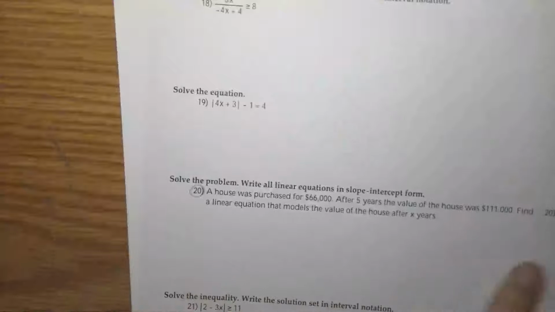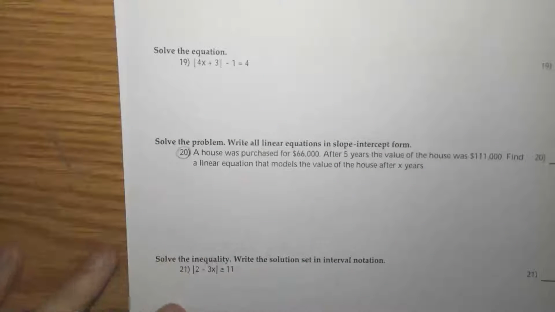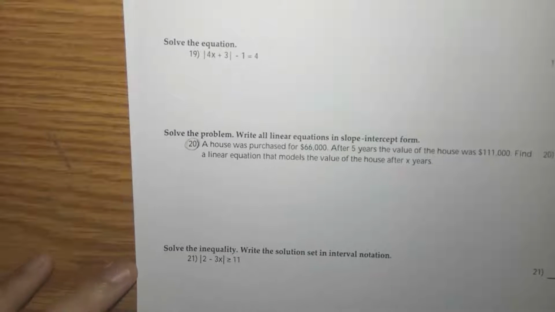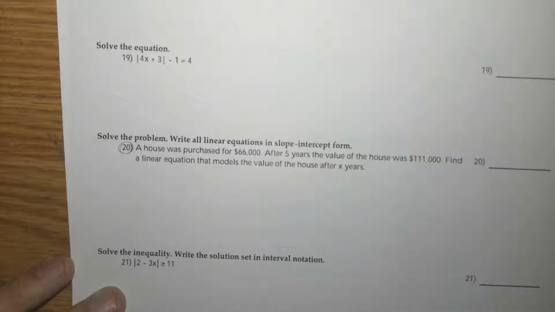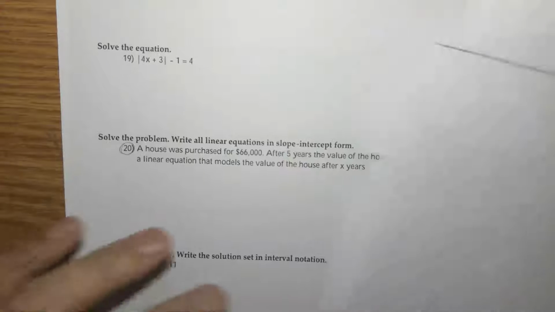Okay. A house was purchased for $66,000. After 5 years, the value of the house was 111,000. Find the linear equation that models the value of the house after x years.